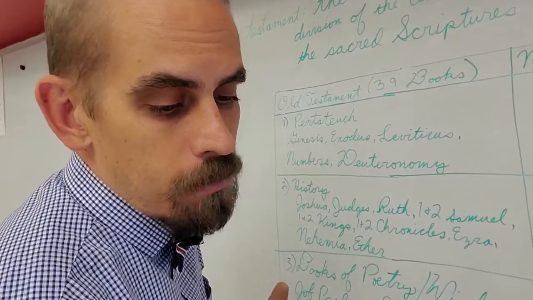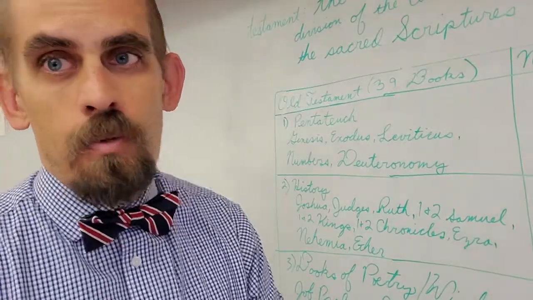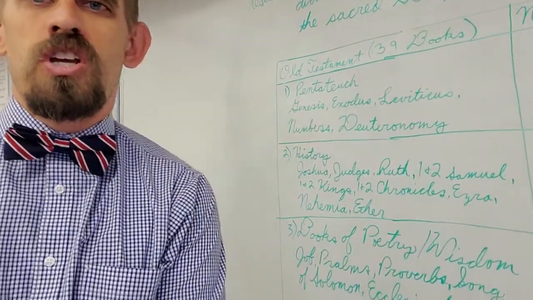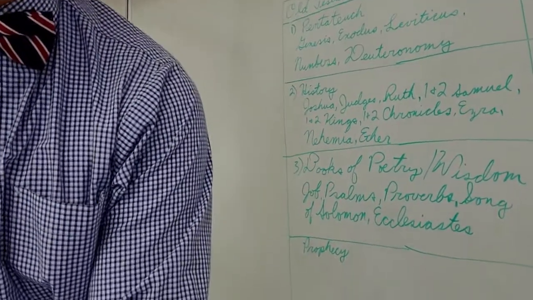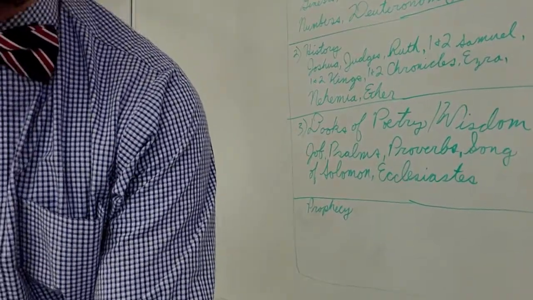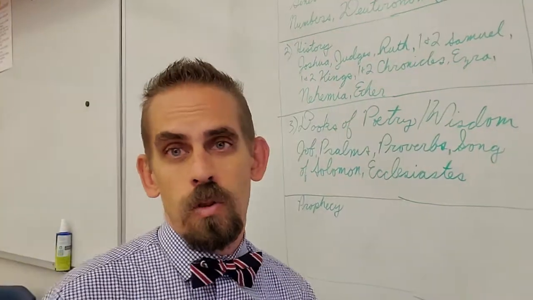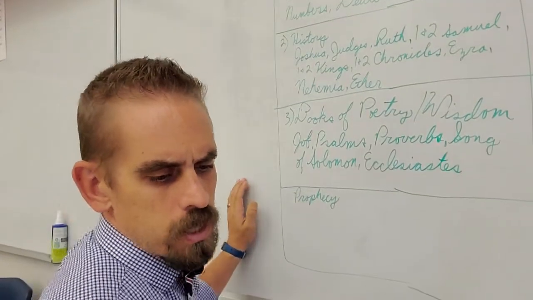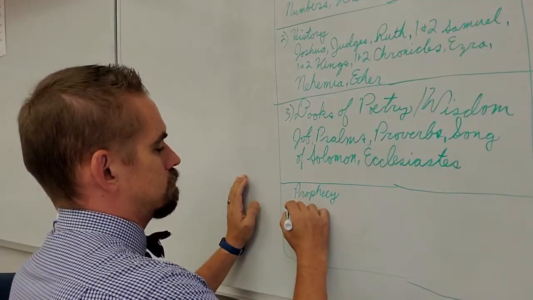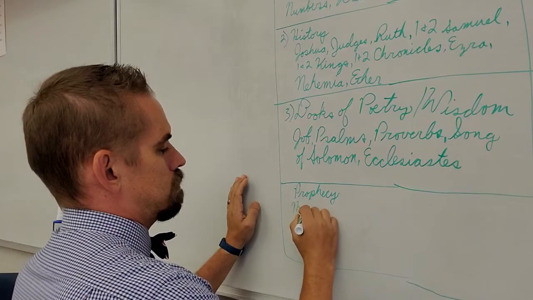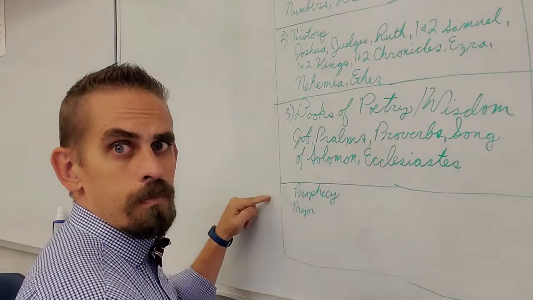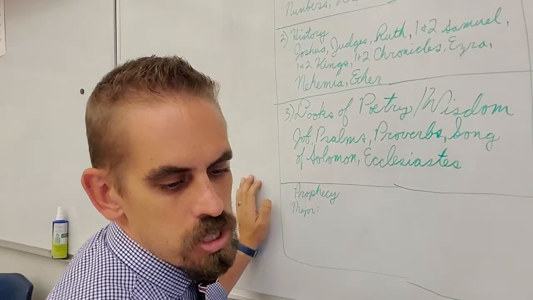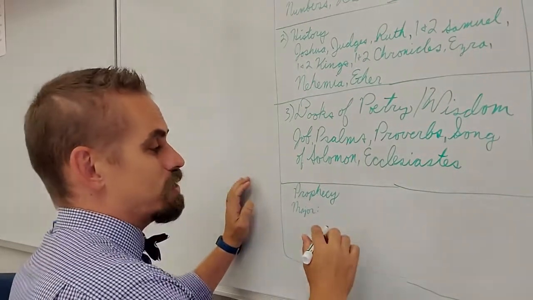So we've got major prophets and minor prophets. So actually, I'm going to go down, because for me to get down here, I've got to go all the way down on my knees. So prophecy. Now let's look at our major prophets. So we'll just write major here. So this is Isaiah, Jeremiah, Lamentations, Ezekiel, and Daniel.